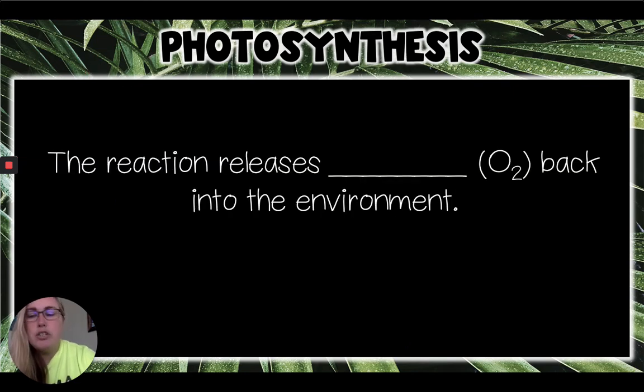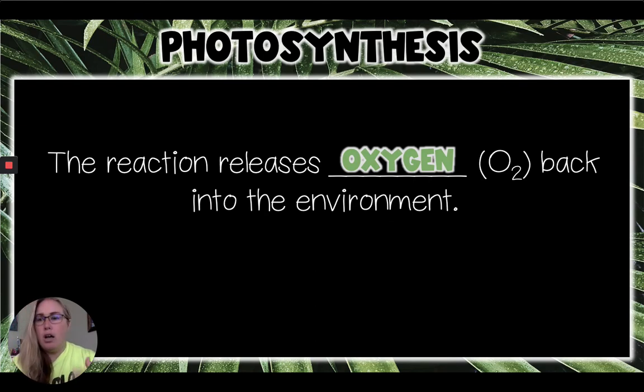So after this reaction takes place, it actually releases oxygen back into the environment. And I know you guys have probably heard how humans, right? We inhale oxygen, we breathe in oxygen, and then we exhale carbon dioxide. That's the waste gas that our bodies get rid of. We take in oxygen, we get rid of carbon dioxide. So plants are the exact opposite. They need that carbon dioxide, they breathe that in, and then they release oxygen back into the environment.